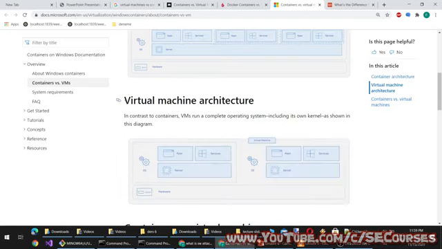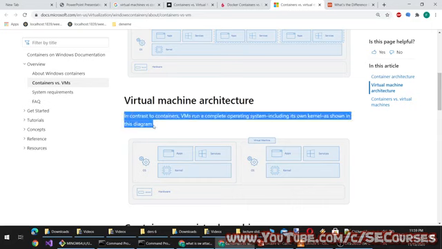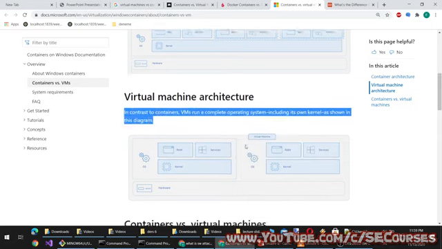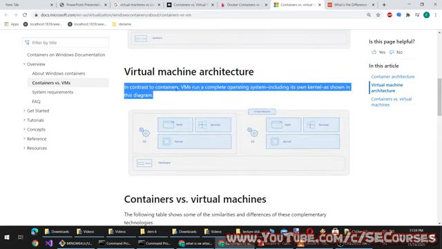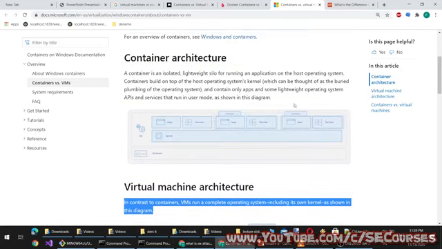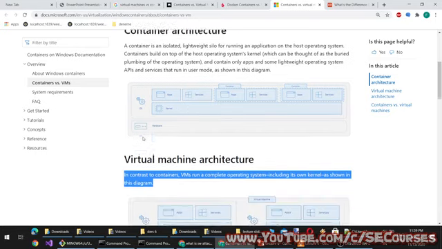And in virtual machines, in contrast to containers, VMs run a complete operating system including its own kernel, as shown in this diagram. So you see in virtual machines there are different kernels. However, in the container approach, they use the same kernel as the operating system kernel.